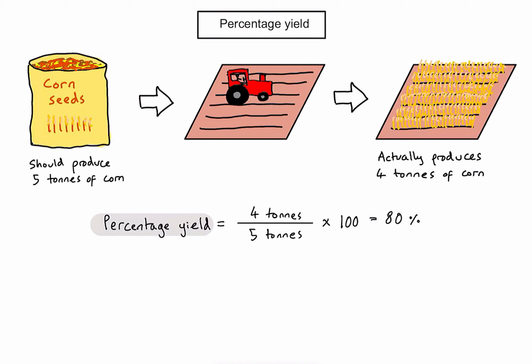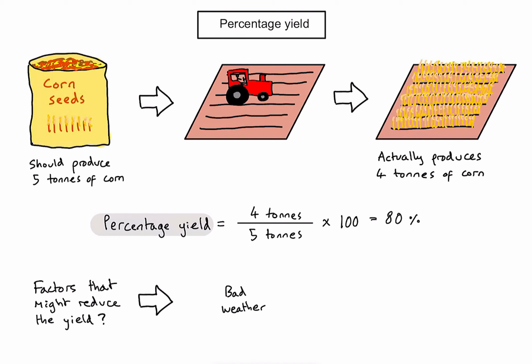And it's worth pausing just to think about the kind of factors that might have impacted the yield in this case. So, for example, things like bad weather. In the UK, I know that's a significant problem, and that can cause big impacts on the percentage yield. We might have things like pests eating the crops, or maybe disease in my crops, and all of these factors, which are probably all going to happen to some extent, are going to impact my percentage yield.